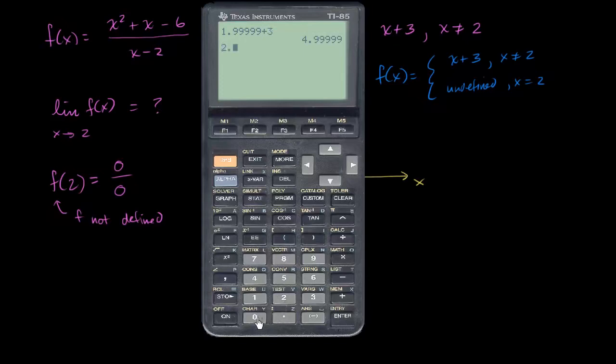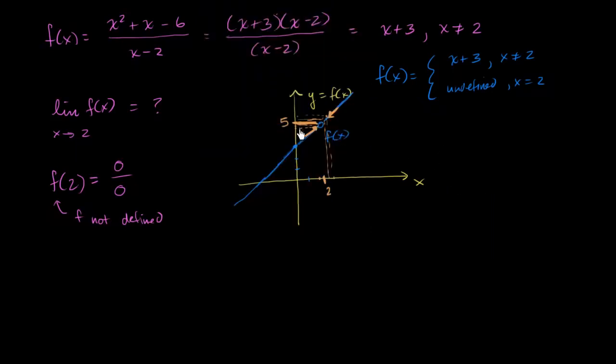If we approach 2 from the positive direction, once again, we're getting closer and closer to 5. If we were even closer to 2, we'd be even closer to 5. So whether we look at it numerically or we look at it graphically, it looks pretty clear that the limit here is going to be equal to 5.